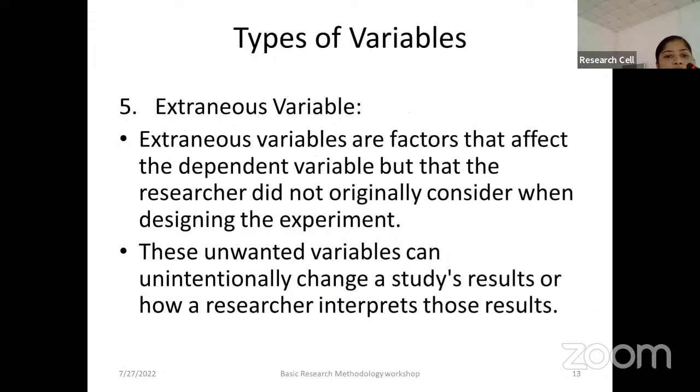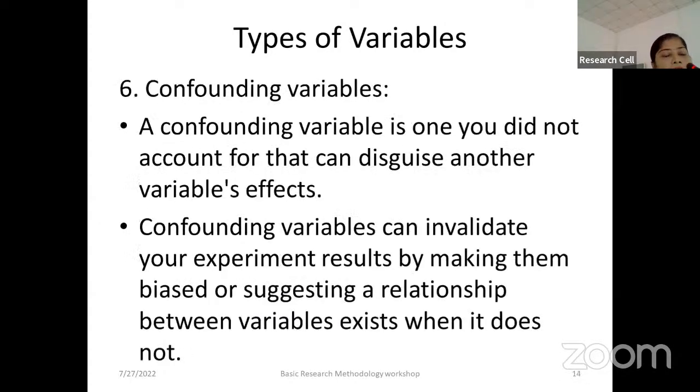Next is extraneous variable. So extraneous variables are factors that affect the dependent variable, but that the researcher did not originally consider when designing the experiment. And these are unwanted things in your research. So extraneous variable is something which is really unwanted. And if extraneous variable is not taken care of, the same thing can become a confounding variable. A confounding variable will have a disguise effect, or rather a negative effect, on your study. Your whole study, the outcome of the study, would be interpreted as wrong. So this confounding variable should be removed.